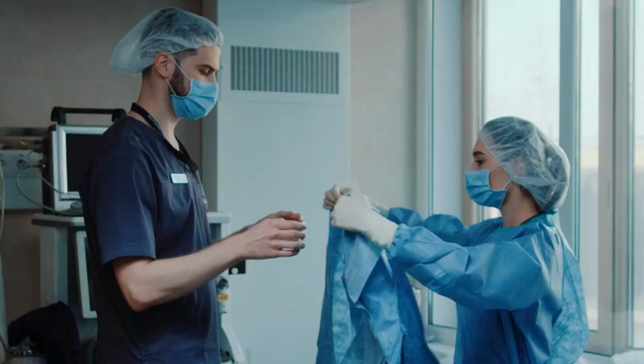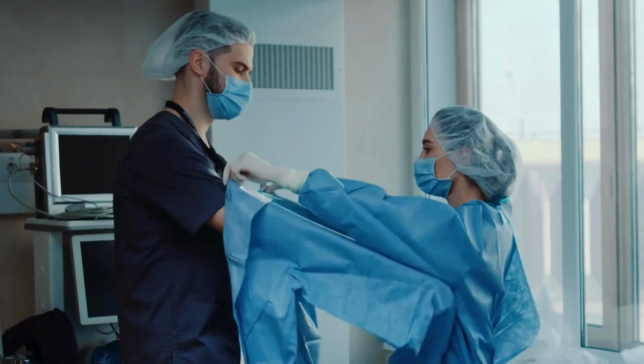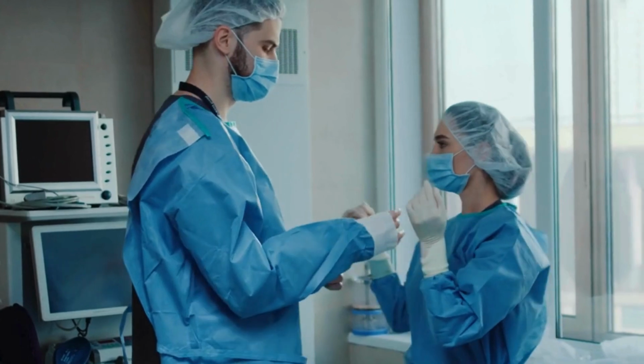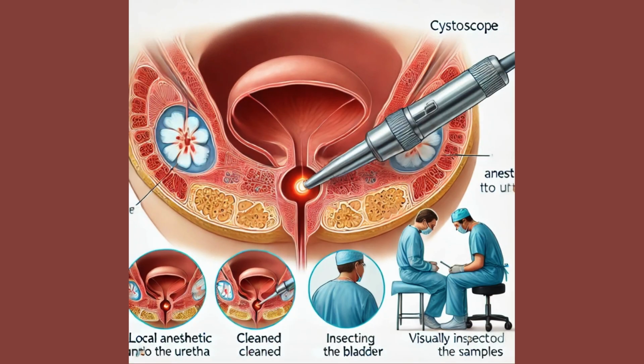During the procedure, the patient is positioned on their back. The area is cleaned, and a local anesthetic is applied to the urethra to minimize discomfort before inserting the cystoscope into the bladder. The healthcare provider will visually inspect the bladder and possibly take samples if needed.